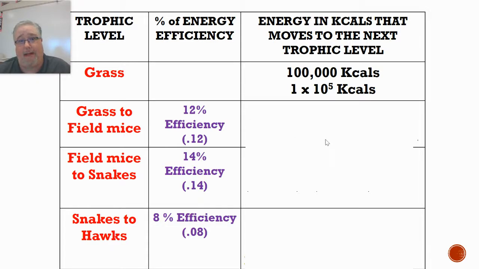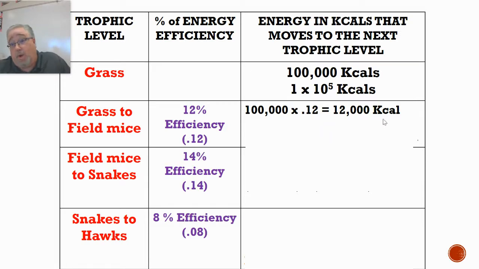So if we're going to figure out how much energy is going to get transferred, all you have to do is take 100,000, right? That's how much energy was up here. Multiply it by 0.12, right? That's the efficiency value as a decimal. And you get 12,000 kilocalories. So that's how much energy is now available to those field mice.